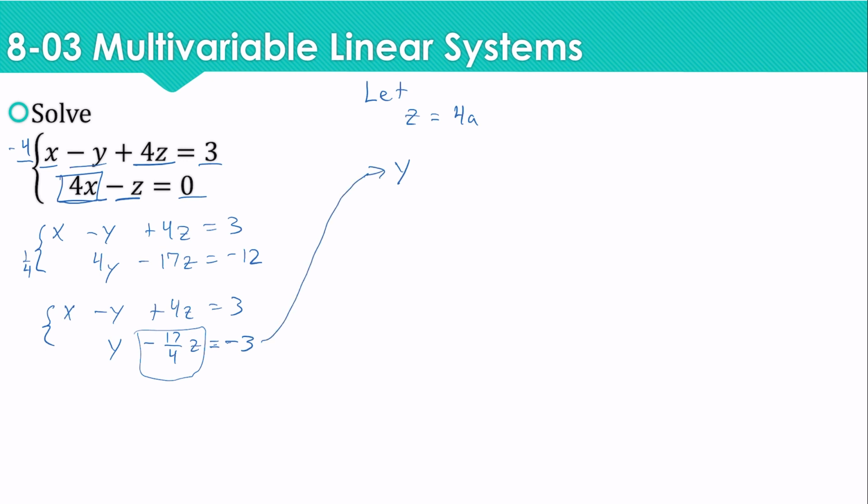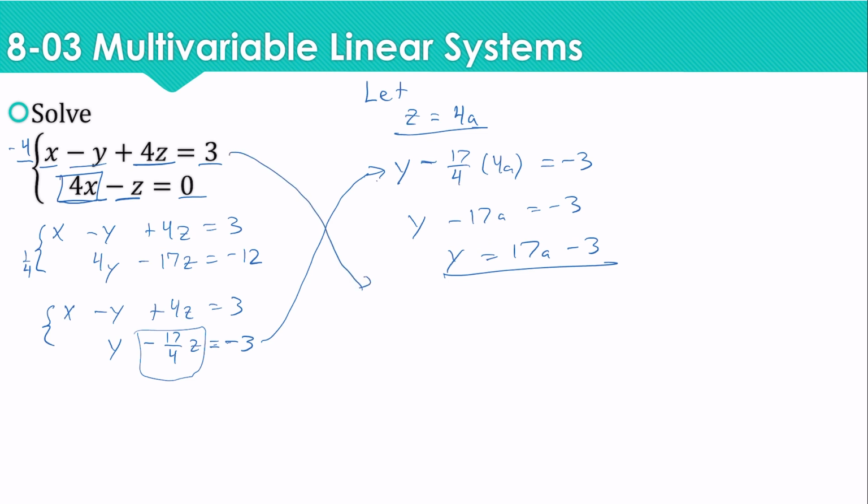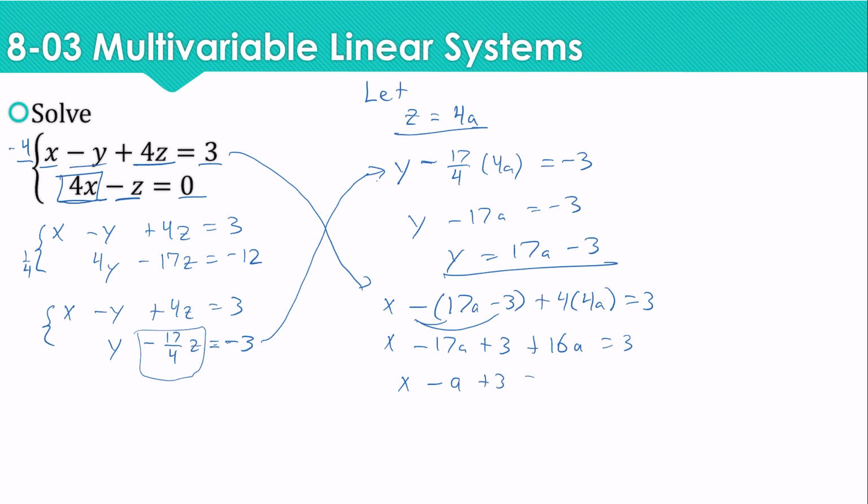So then I take that equation, 17/4 z. I'm going to let z be 4a to cancel out the fraction. So y is 17a minus 3. Now if I take my first equation, I can get x. x minus y plus 4z, and z was 4a. Distribute. Combine like terms. Oops, that's a 3. Getting ahead of myself. Add the a and subtract the 3, so we get x equals a.